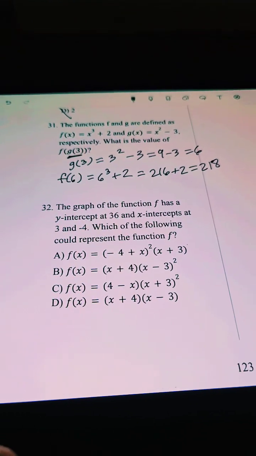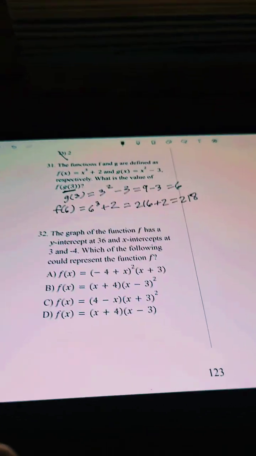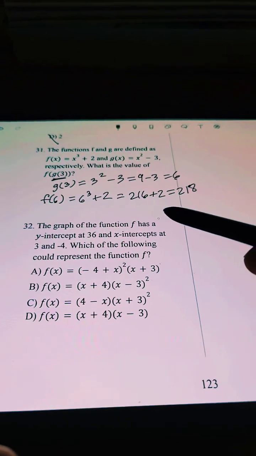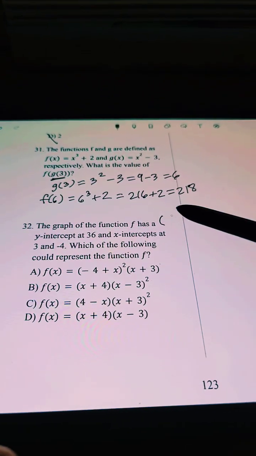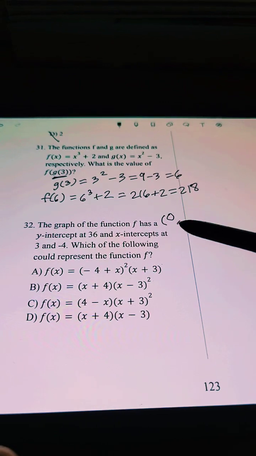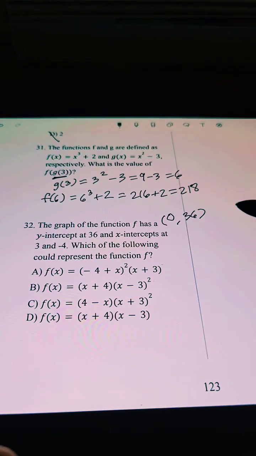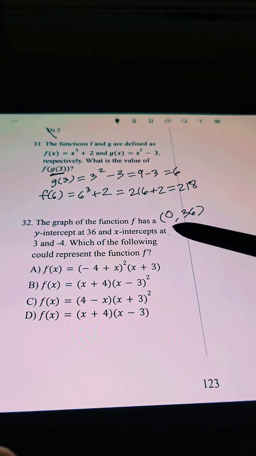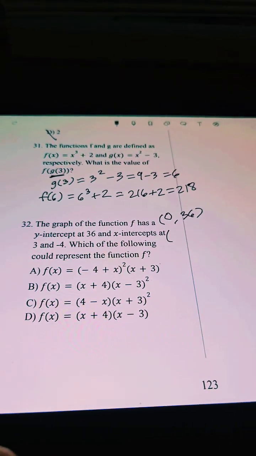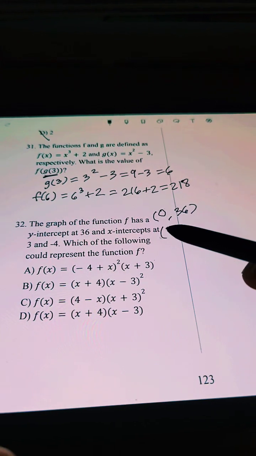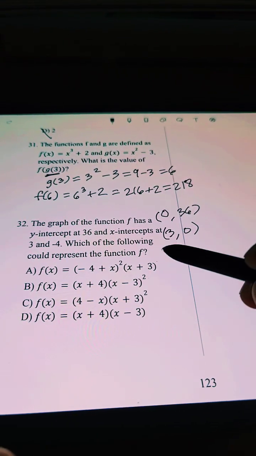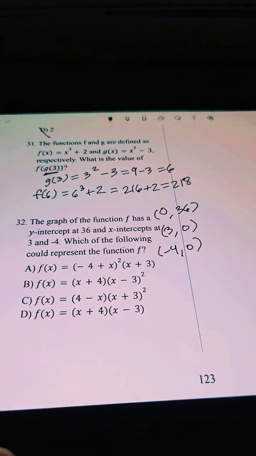Okay, so let's go to number 32. The graph of the function f has a y-intercept at 36. So when they tell you that, they gave you a point technically, because y-intercept means that the x is 0. So we have 0, 36. And then x-intercepts at 3 and negative 4. Again, they gave you 2 more points, or I gave you because I wrote this. And it's going to be 3, 0, because the y is 0 for x-intercepts, and negative 4, 0.